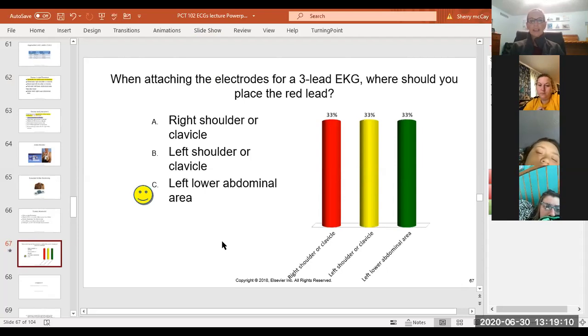Can you see when attaching electrodes for a 3-lead EKG? Can you see that question? Okay. So of course, where should you put the red? So it's going to be on the left lower abdominal area.